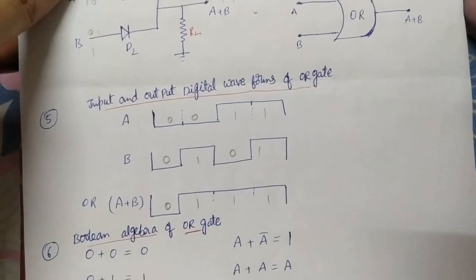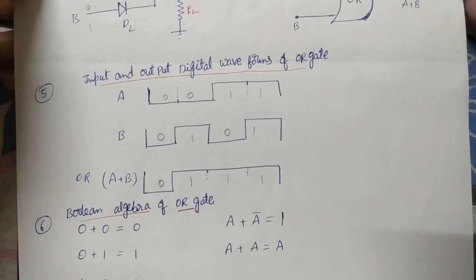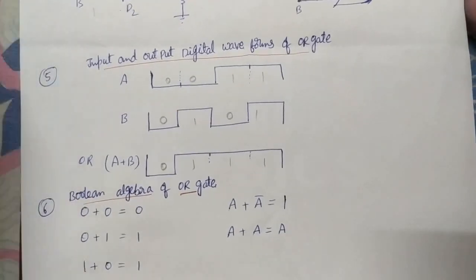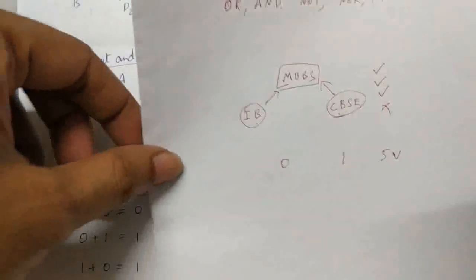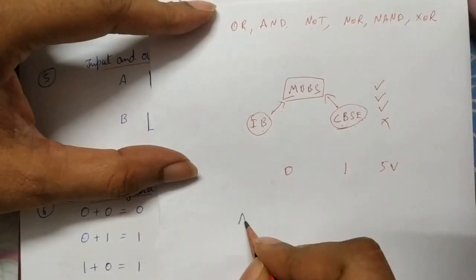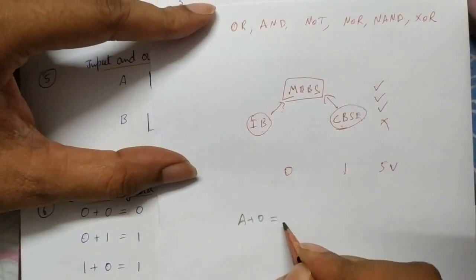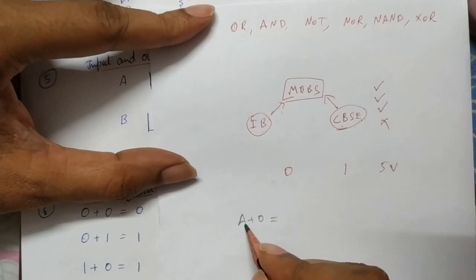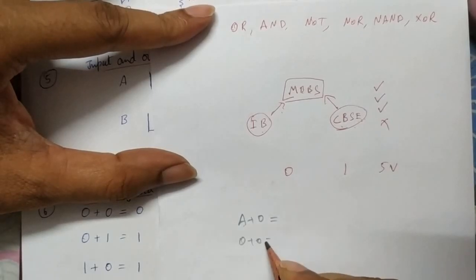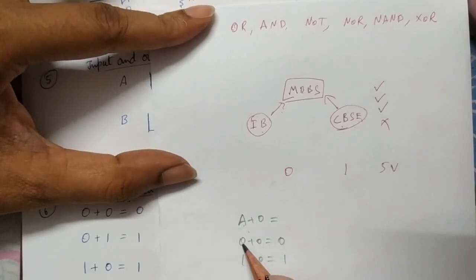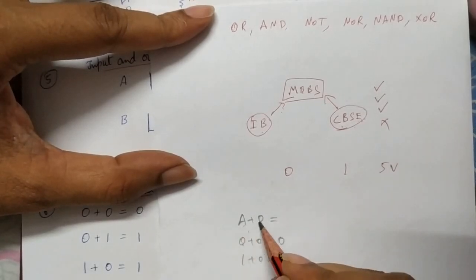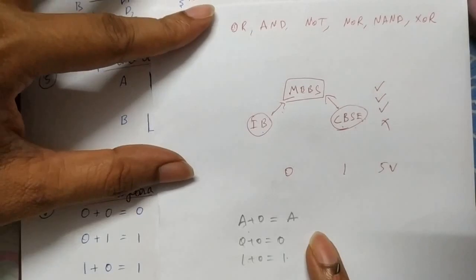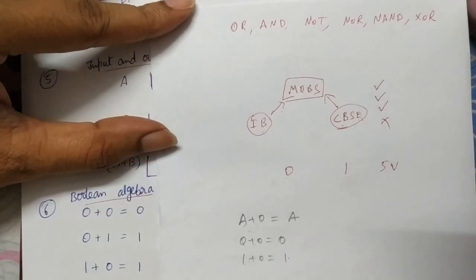Now A plus 0. We don't know this value A, and plus 0 is there. What do you get? A only. That means, you see, A plus 0 is equal to, suppose if A is 0, what do you get? 0 plus 0, you get 0. If A is 1, 1 plus 0, you get 1. That means whatever the A value is, that only we are getting. That's why A plus 0, what do you get? A only we get.